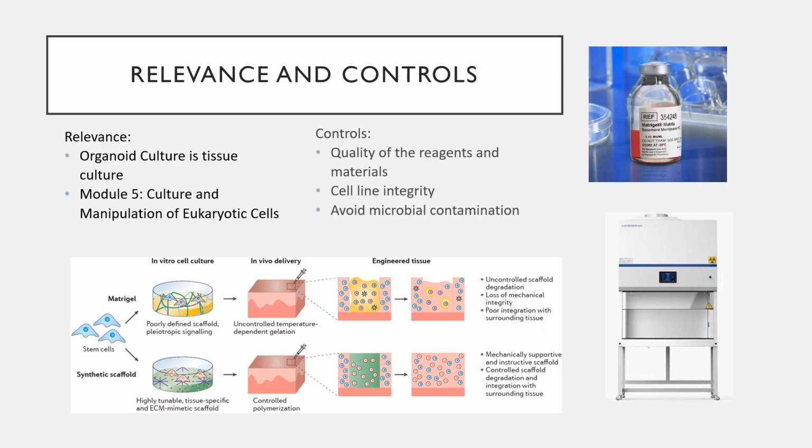For relevance and controls, the organoid culture is relevant to what we learned in Module 5, which was culture and manipulation of eukaryotic cells. It is basically tissue culture. It is special due to the tissues that are being cultured. For controls, organoid culture is usually done manually, mostly using traditional cell culture techniques. Controls for this technique include using the correct media for each particular organoid. This may be a process of trial and error if establishing a new one.